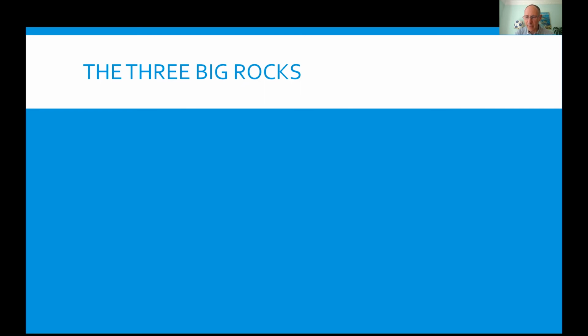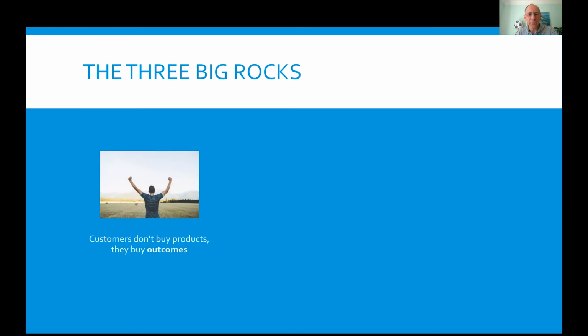I call them the three big rocks because, in your sales kit bag, as it were, these are the three big items you need in there, the three principles that you need to be aware of. And you'll see these play out in terms of the rest of the content we're going to go through. So the first one is that customers don't buy products, they buy outcomes.